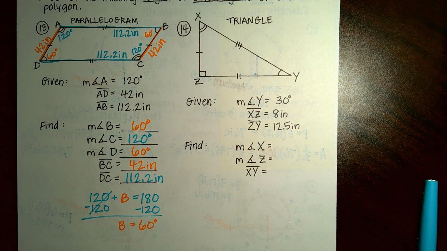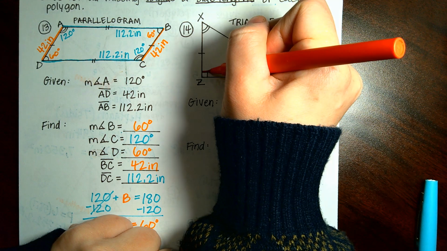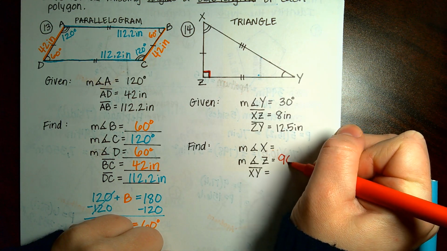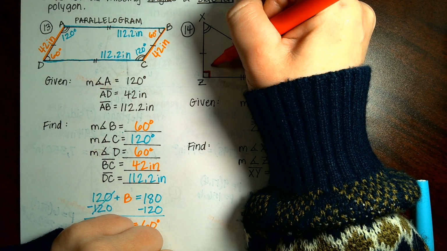Okay, number 14. We have a triangle. Let's mark what we know. Use different colors this time, I think. Isn't this square 90 degrees? It sure is 90 degrees. Yes, so we just found one of the answers. Angle Z is 90 degrees because of that little box.